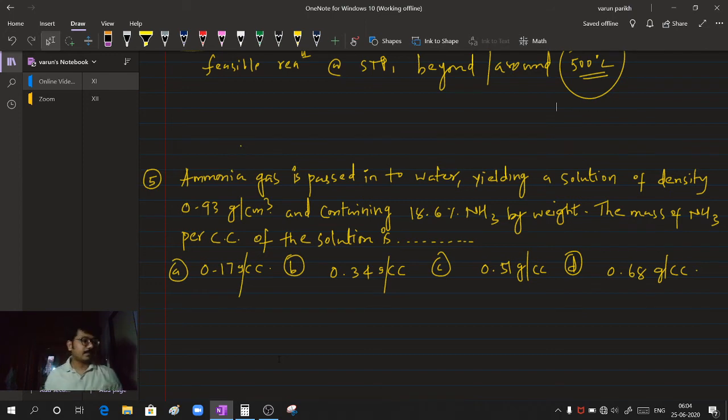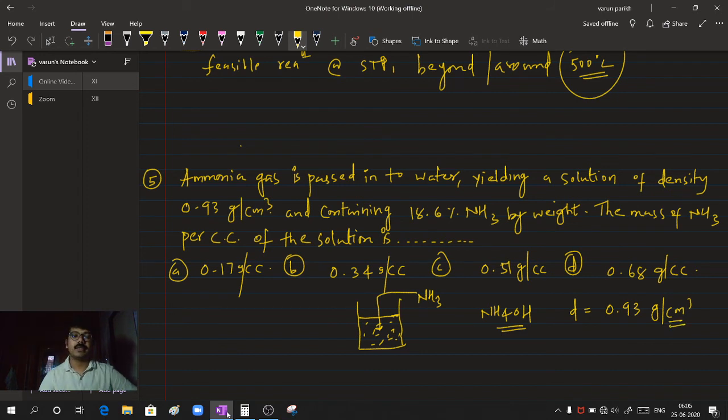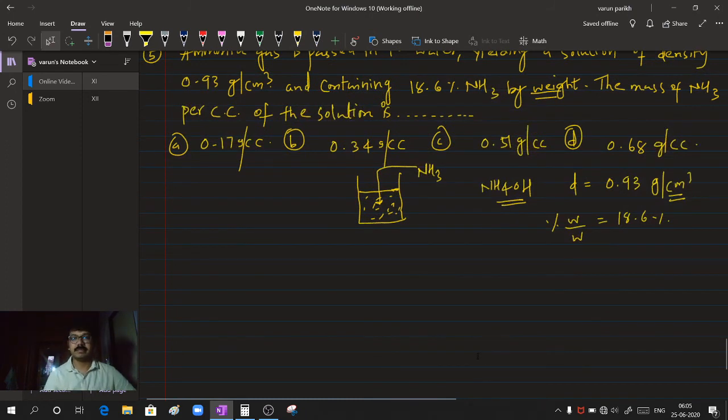What is this numerical? Just wait. Here, ammonia gas is passed through water. And we know when ammonia is dissolved in water, it gives a weak base NH4OH. So that is formed. And when this is formed, the density of this ammonium hydroxide solution is found to be 0.93 gram per centimeter cube. And the solution which is prepared, its percentage mass by mass is 18.6, because by weight is given. What they are asking is what would be the mass of ammonia which is dissolved per centimeter cube?